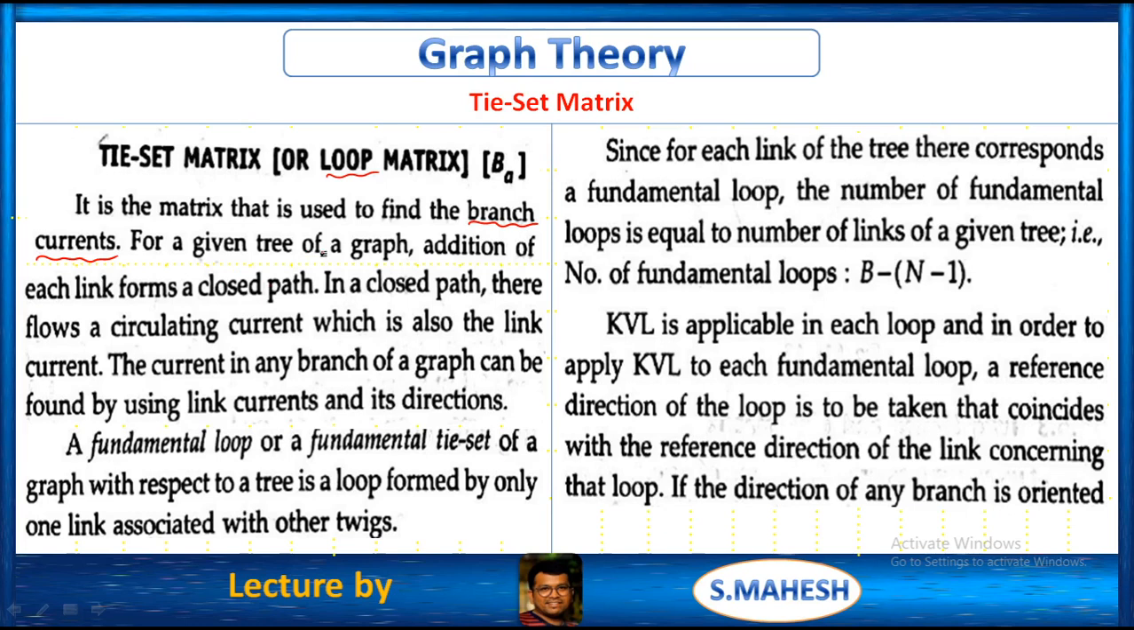So for a given tree of a graph, addition of each link forms a closed path, right? So from a given tree of a graph, if we provide a link between two nodes, obviously that is a closed path. In a closed path, there flows a circulating current, which is also the link current. The current in any branch of a graph can be found by using link currents and their direction. Simple.